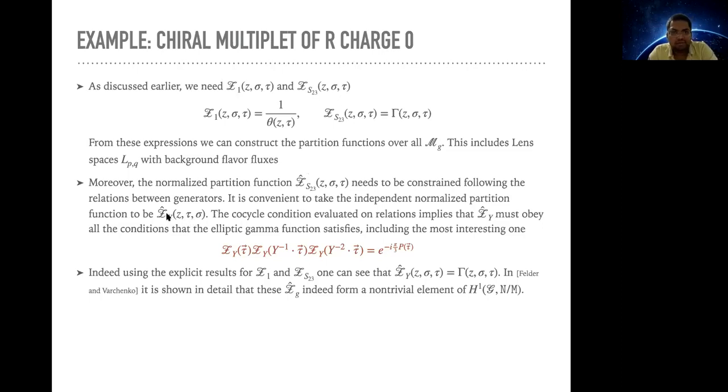So let me just think of Zy as the independent guy. And then, as I said, the Zy cube equals 1 condition gives me this nice condition. And in addition to that, I get some other constraints. And indeed, the elliptic gamma function, as I stressed earlier, obeys all these constraints. The fact that the elliptic gamma function is a non-trivial element of the cohomology has been discussed in detail in this paper by Felder and Varchenko.